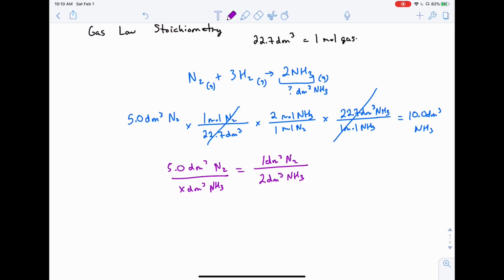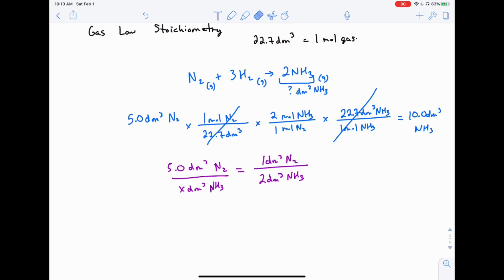And the key thing is at the same temperature and pressure. It doesn't have to be STP. It could be some ridiculous temperature, some ridiculous pressure. But if they're the same conditions for both gases, they have the same number of moles. So you can still do the mole to mole ratio like that. So it's just 10. So keep that in mind.